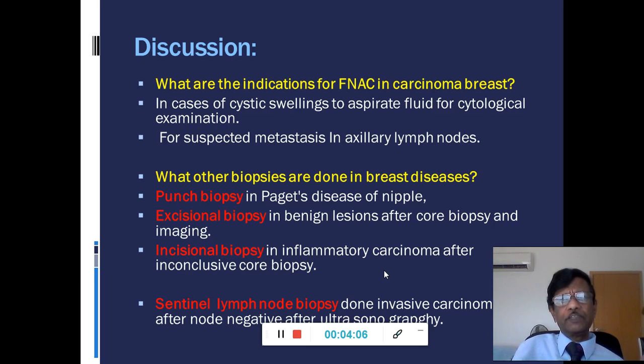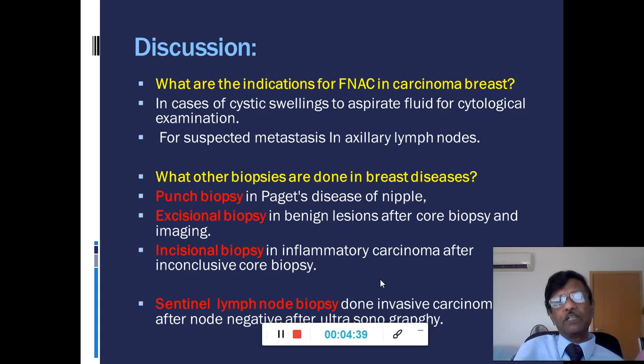What are the indications for FNAC in carcinoma breast? In cases of cystic swellings, to aspirate fluid for cytological examination, and for suspected metastasis in axillary lymph nodes. It is mainly to aspirate the fluid from cystic swellings and to know whether it contains any malignant cells. Also, in suspected metastasis in axillary lymph nodes, FNAC can be done either directly or under the guidance of ultrasonography.